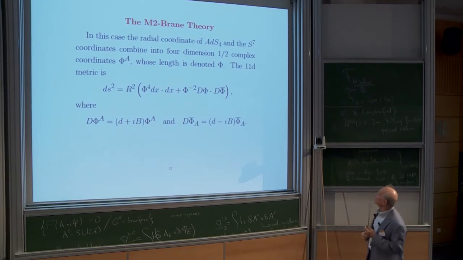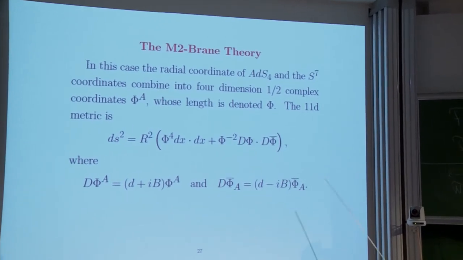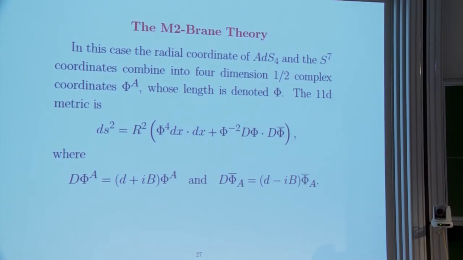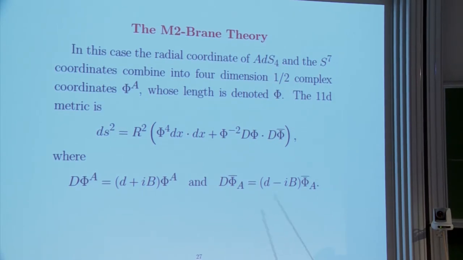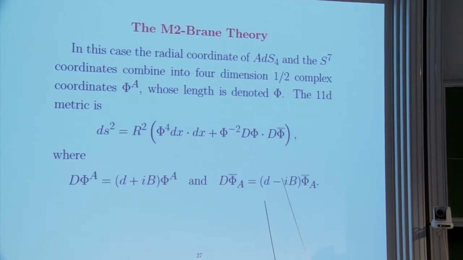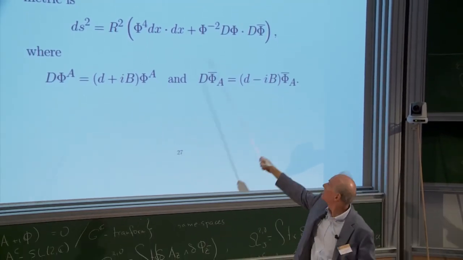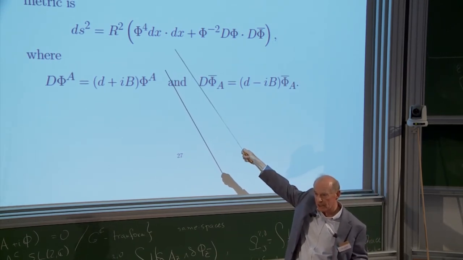So for the M2 brane theory, the radial coordinate and the S7 coordinates combine into 4 dimensions. So we want dimension one-half scalar fields when we're in 3 dimensions. And so these phis have dimension one-half rather than dimension 1 when we're in 3 dimensions. And so this is the analog of the formula I showed you before. But now we have to build in this modding out by the Z_k of the sphere. The way that's done is that these are covariant derivatives. So phi A are four complex scalar fields rather than eight real ones.